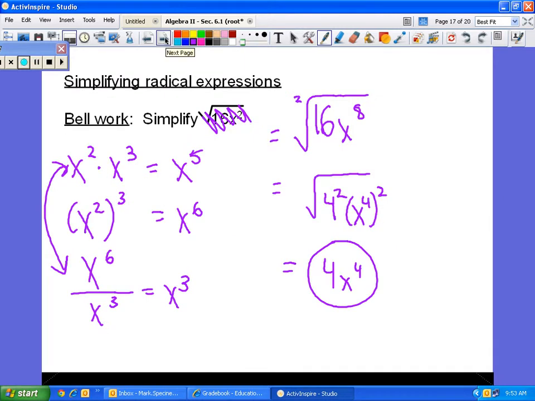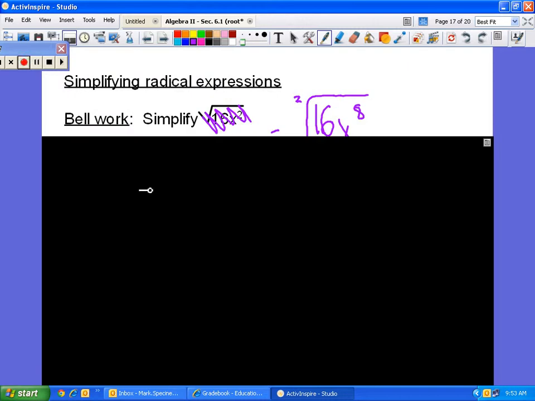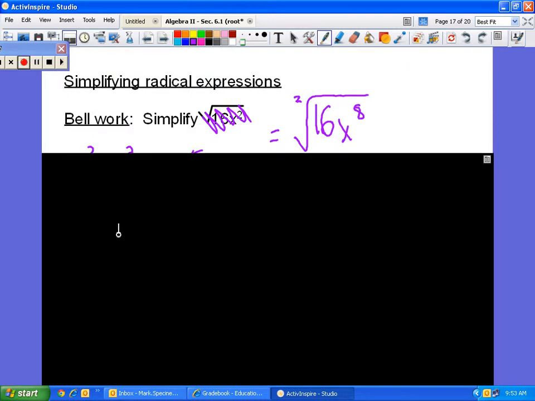Okay, so here's the problem we're going to solve now. We want the square root of 16x to the 8th power. By way of starting out, we're going to show you the long way, but there is also a shortcut, and the shortcut is good for those of you who have a good understanding of dealing with exponents.